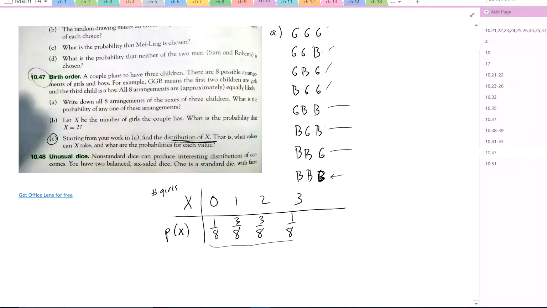What's the probability that X is 2? The probability that X equals 2 is, of course, 3/8. And that's how we would write it. Alright, and let's do 51.